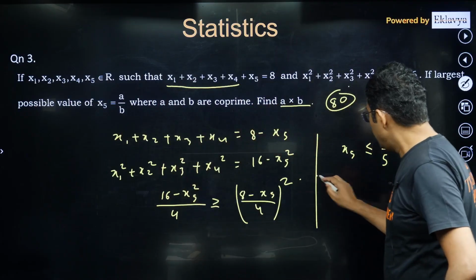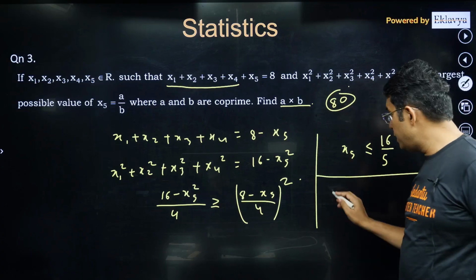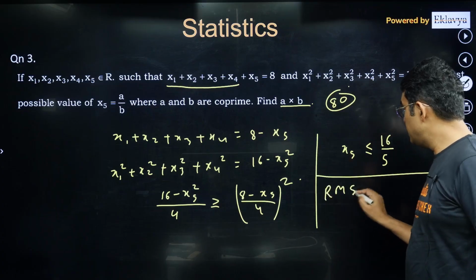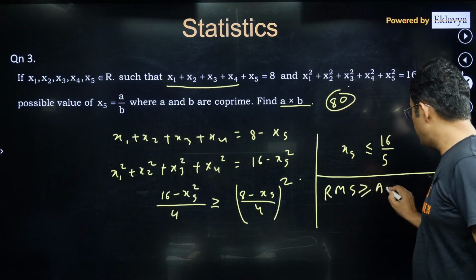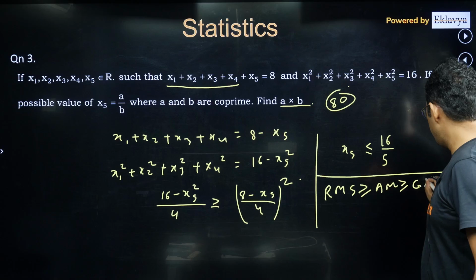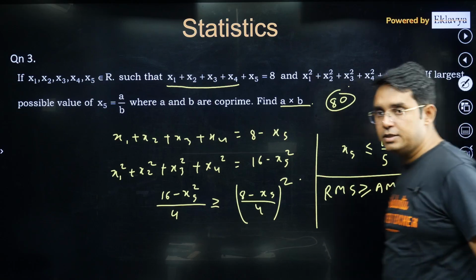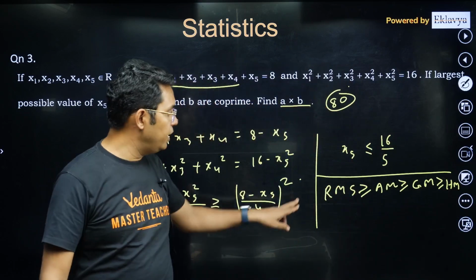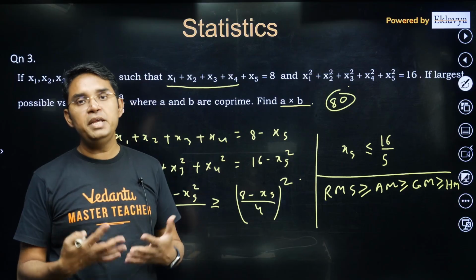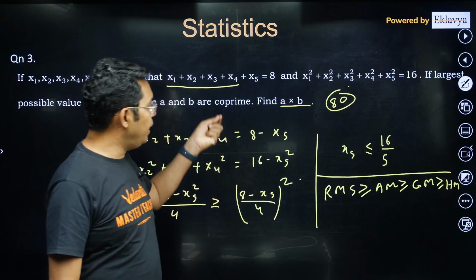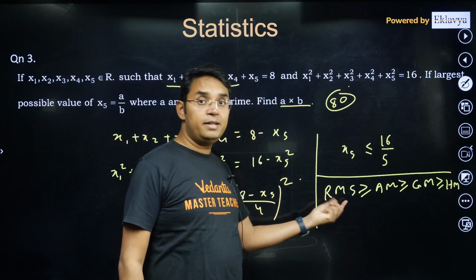I will recommend that you should remember in this order, that first is RMS, then greater than or equal to AM, greater than or equal to GM, GM greater than or equal to HM. So these things we must know. Root mean square. RMS stands for root mean square, where we are squaring, taking the mean, then the root.